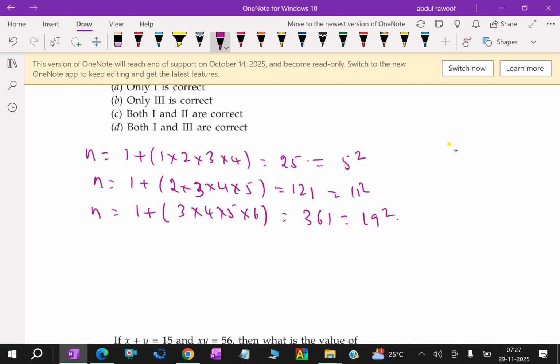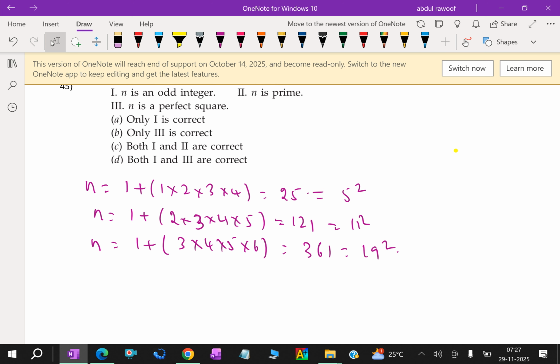I think this is enough to decide the things. Here, in all possibilities n is an odd integer. N is odd always. Here 25, 121, 361 are odd integers, but n is not a prime, because 25 is not a prime, it's a square of some natural number. So the first one is correct. Third is n is a perfect square. Of course, it's a perfect square. So first and third are correct. The option is both first and third are correct. Option D.